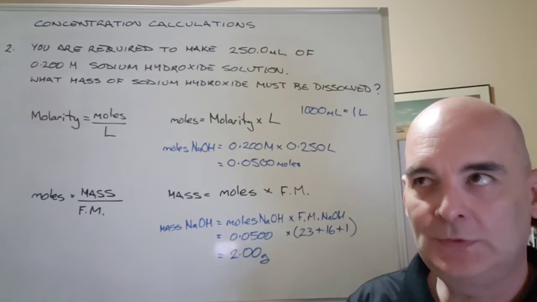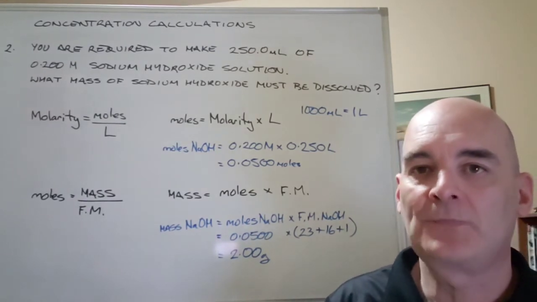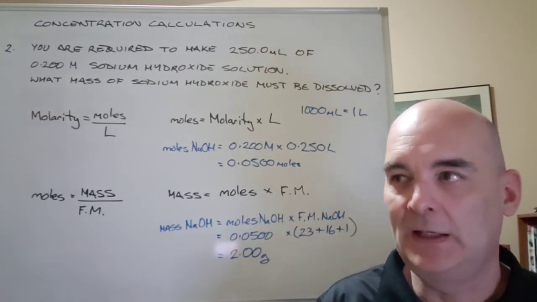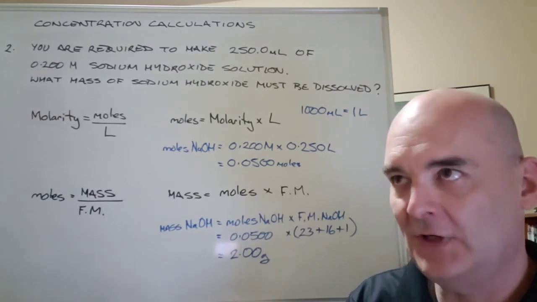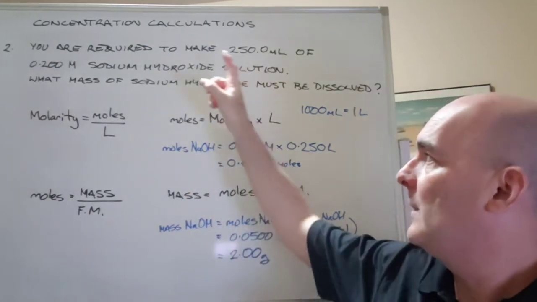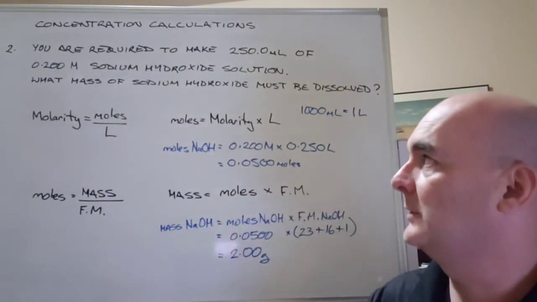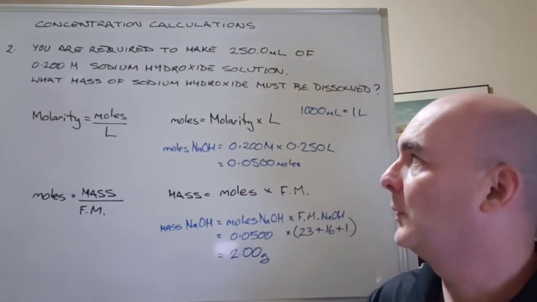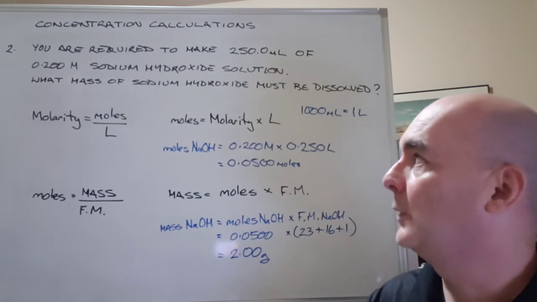I need to dissolve 2 grams of sodium hydroxide into a flask and top it up to 250 milliliters in order to make the required solution at 0.2 moles per liter.